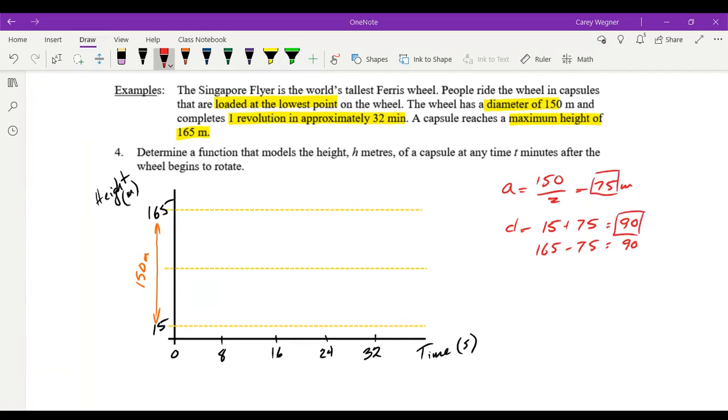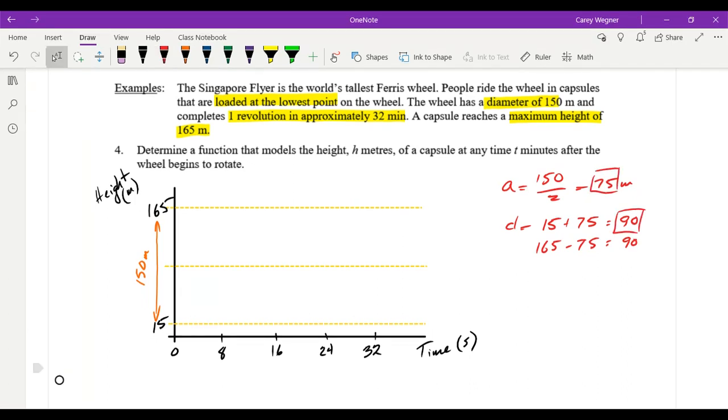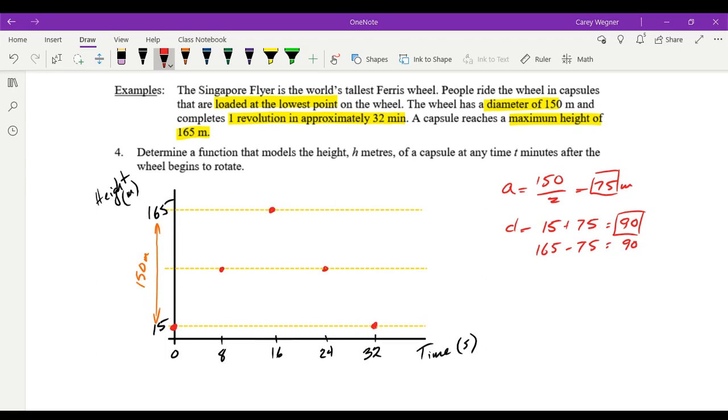I know my graph starts at a minimum once again, and the period is 32 minutes, so it'll end at a minimum. Halfway in between at 16 minutes, I'll be at a maximum. Halfway between 0 and 16, I'll be on the center line. And between 16 and 24, I'll be on the center line again there. So here you can see one period for my graph.